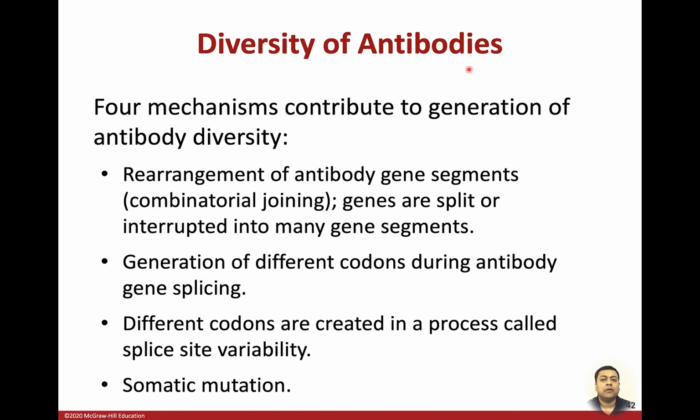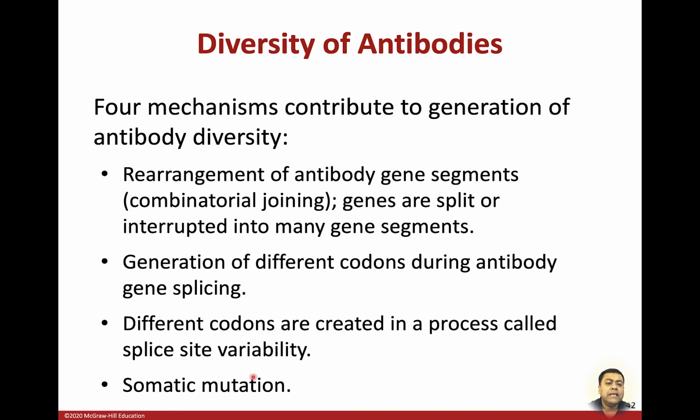The next portion that we are going to see, although we are not going to go into the detail of the molecular biology of that, because that is an entirely different area that we can discuss all day long, is that there are 4 mechanisms that contribute to generation of the antibody diversity. The rearrangement of antibody gene segments, which we call combinatorial joining or permutation kind of joining, are split and interrupted into many gene segments. And generation of different codons during the antibody gene splicing, created in a process called the splice site variability. And we're going to see that.